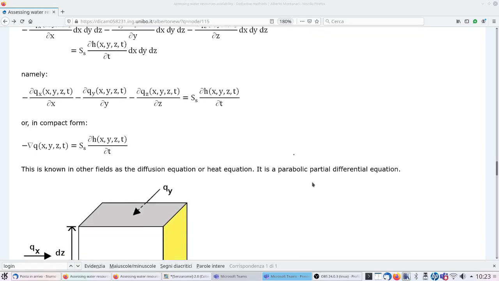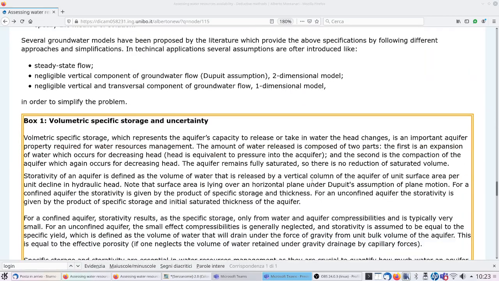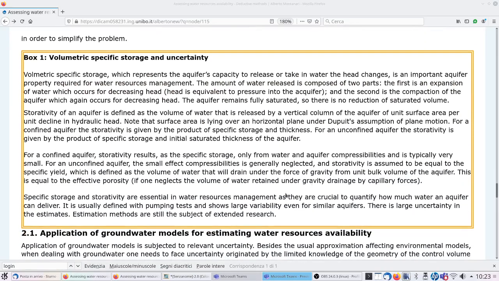I put a box. If you go down, there is a box within a rectangle, and inside the box you see that it is specified what volumetric specific storage is. I notice a spelling error in the box, so give me 1 second, I take a note. It's just the first word in the box. Okay. There is also the definition of another quantity, which is storativity, and which is related to volumetric specific storage. We don't need to go into this detail now.